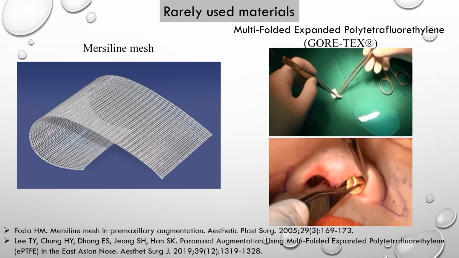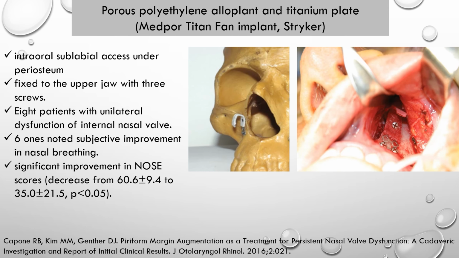There are several publications about rarely used materials for paranasal augmentation, such as Mersilene mesh and multifolded expanded polytetrafluoroethylene. Piriform aperture augmentation is understandable regarding aesthetic benefits. However, the above-mentioned authors usually didn't investigate this problem in the context of nasal breathing. At the same time, Capone et al. described an original technique for piriform aperture augmentation with porous polyethylene alloplant and titanium plate after previous rhinoplasty in patients with unilateral dysfunction of the internal nasal valve.